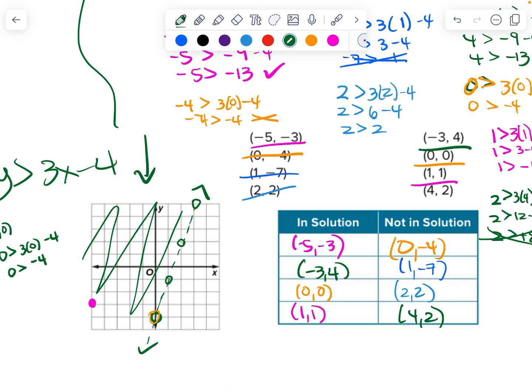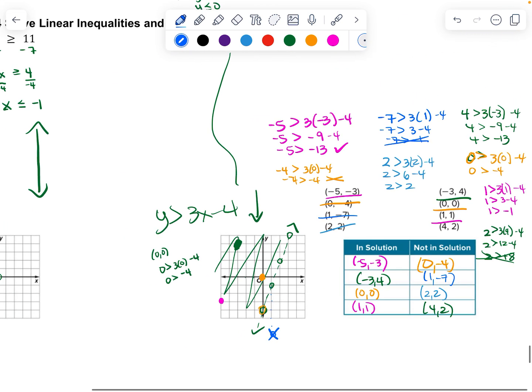But what you should be doing is, if you have graphed this correctly, all you have to do is look at the points. If I was to look for the green one, negative 3, 4, so 1, 2, 3, and I go up 4, this point right here, is that in the shaded area? It is. If I was to look at 0, 0, this point right here, it's in the shaded area. If I looked at 1, negative 7, 1, 2, 3, 4, 5, 6, 7, down there, that's not in there. So that's not a solution. So could you plug it in? Yes. Could you just look at your graph? Yes.